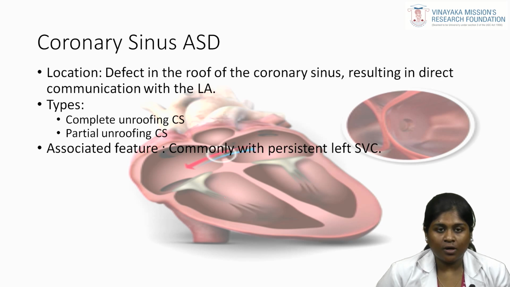The location of coronary sinus defect is in the roof of the coronary sinus, resulting in direct communication with the LA, and it has types, that is complete unroofing of the CS or partial unroofing of the coronary sinus. An associated feature is commonly a persistent left SVC.